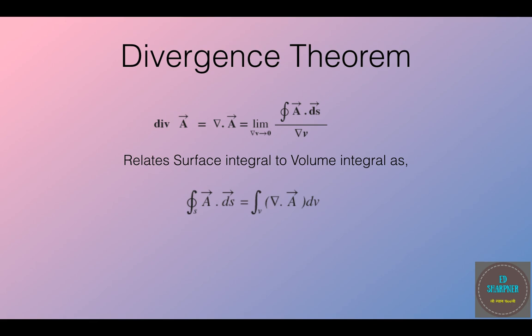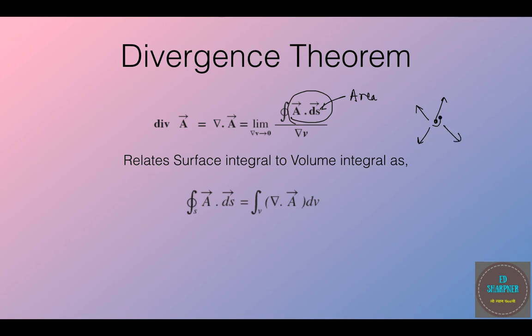So divergence of A is given by del dot A, which is also given by the contour integral of A dot ds divided by del V, where the limit del V tends to 0. So basically what we are trying to say is we are taking a dot product of vector A with the ds element. Ds is an area element. Now we want to find how much a vector field diverges out of the point.